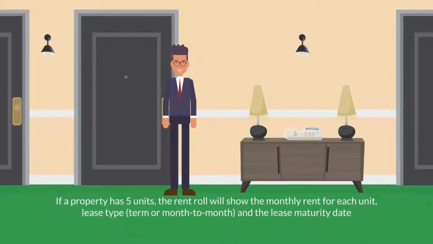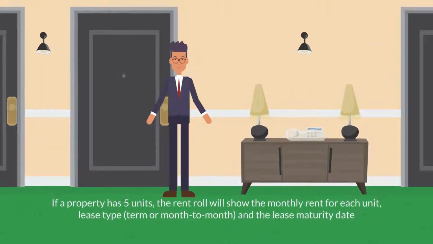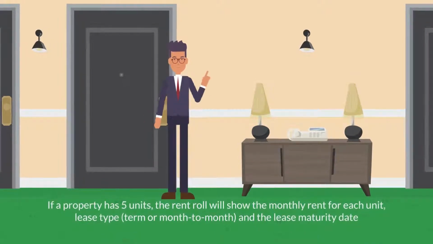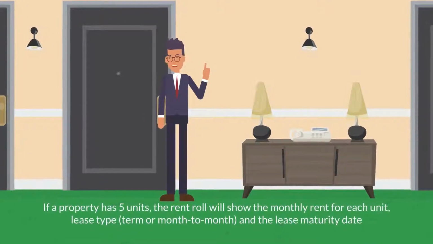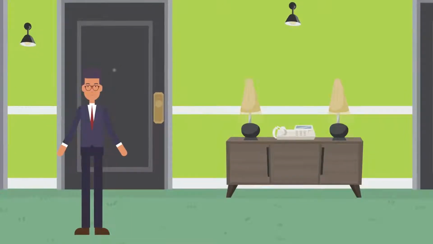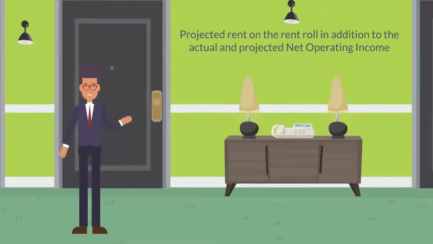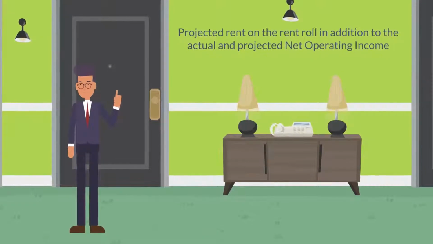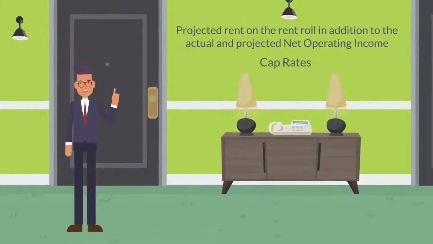If a property has 5 units, the rent roll will show the monthly rent for each unit, lease type, term or month to month, and the lease maturity date. If the current rents are below market value, a listing agent may also include projected rent on the rent roll in addition to the actual and projected net operating income and cap rates.